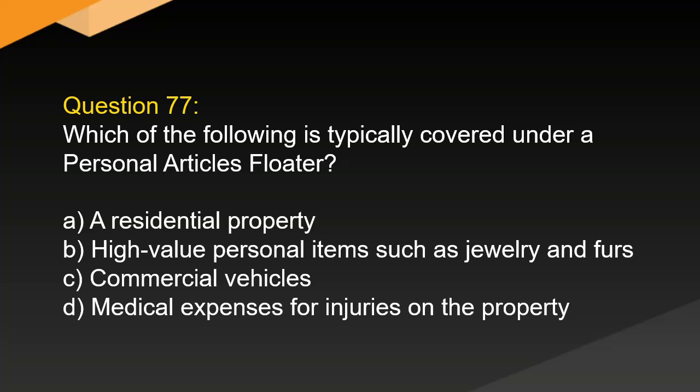Question 77. Which of the following is typically covered under a personal articles floater? A. A residential property. B. High-value personal items such as jewelry and furs. C. Commercial vehicles. D. Medical expenses for injuries on the property.